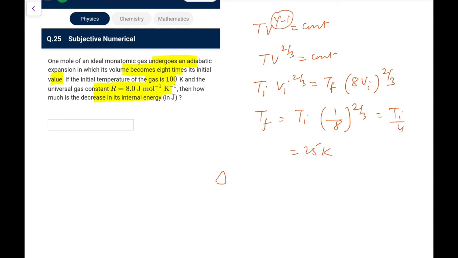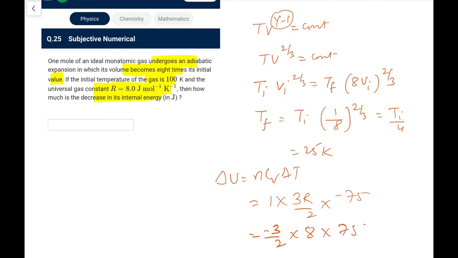So decrease, delta U. Delta U is n Cv delta T. It will be negative, so it would be a decrease. n would be 1. Cv, monatomic means 3 R by 2, and delta T is minus 75. So 3 by 2 R, which is 8 as you are given, into 75 with minus sign. So 75 into 4 is 300, into 3, that is minus 900 joule. So decrease only, so I will write 900 without negative sign because they are asking for decrease.